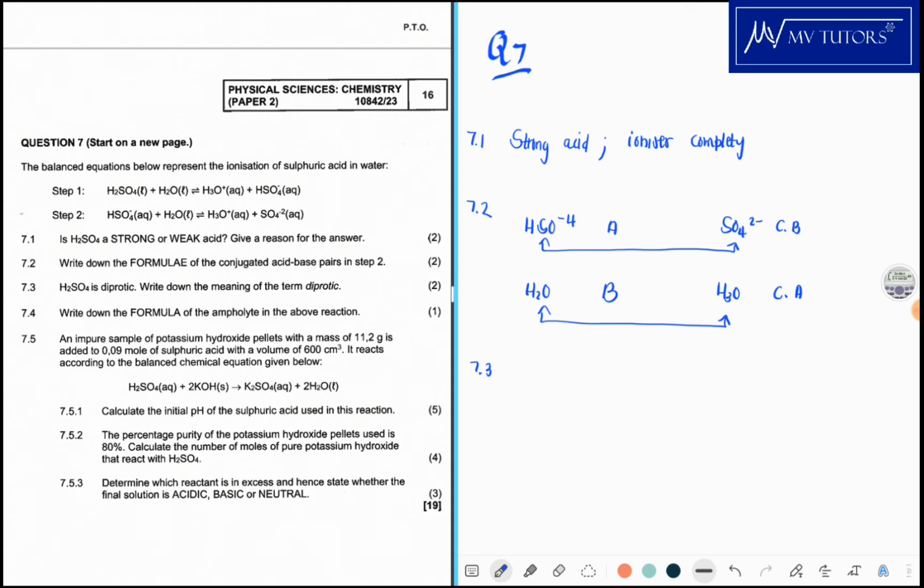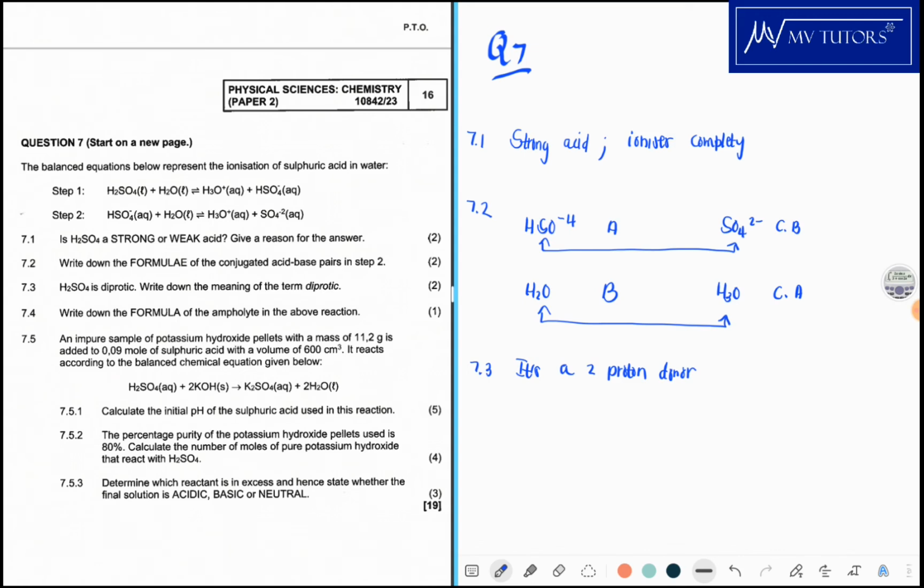So I hope you're seeing the trend. What does diprotic then mean in this case? It means that if you have a diprotic acid, it's a 2-proton donor. Triprotic would be a 3-proton donor, and monoprotic just a 1-proton donor. So it donates 2 of its hydrogen ions, or it ionizes to form 2 moles of hydrogen. So that's the meaning of the term diprotic.